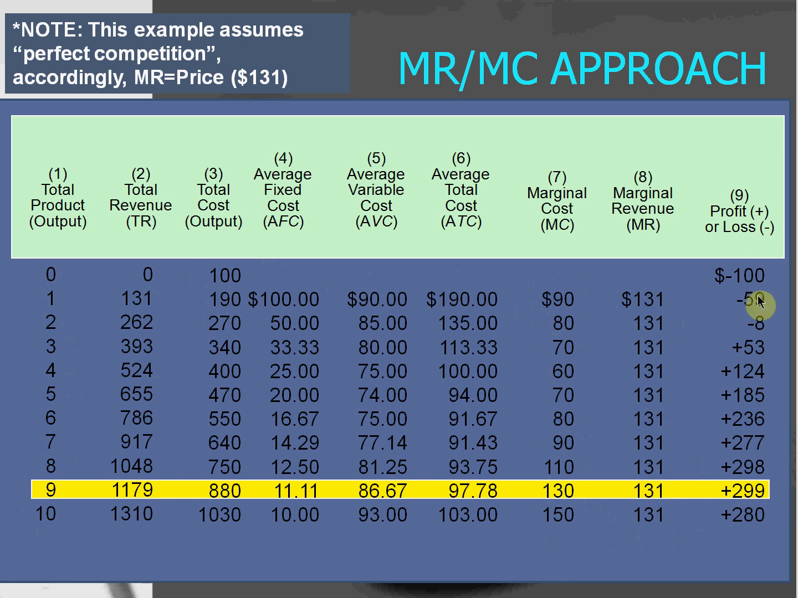Note here that in the profit loss category, we are also maximizing profit, $299, at the 9th level of output, just as we did in the total revenue, total cost approach. Using the total approach or the marginal approach should yield the same result, and it's always safe to check yourself using both approaches to ensure that you have acquired the level of output that will maximize profit.